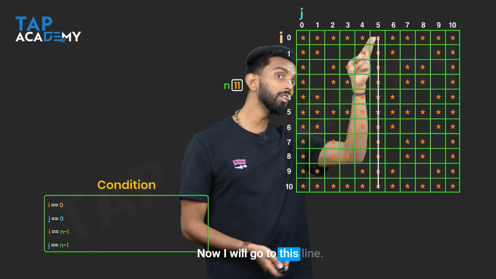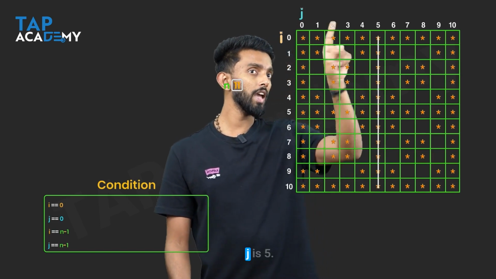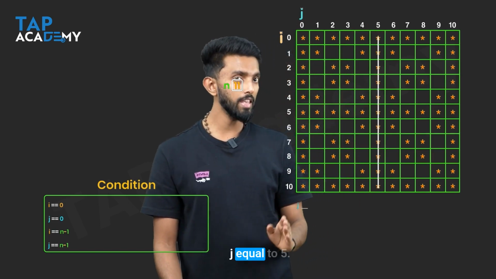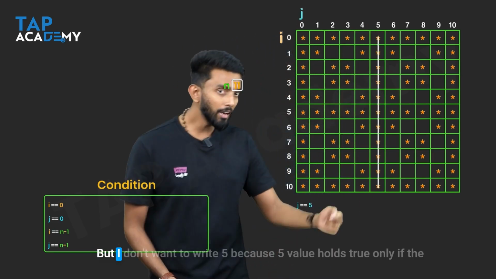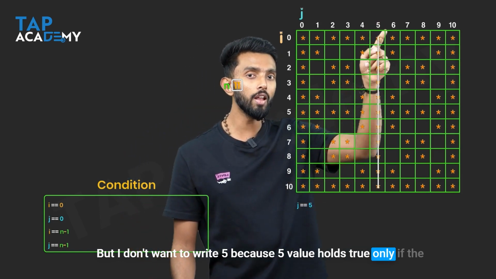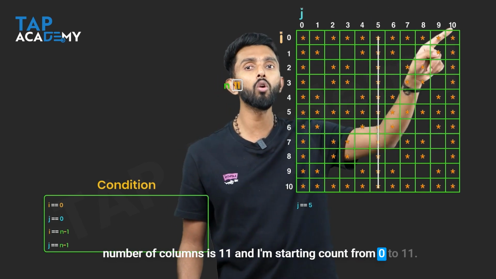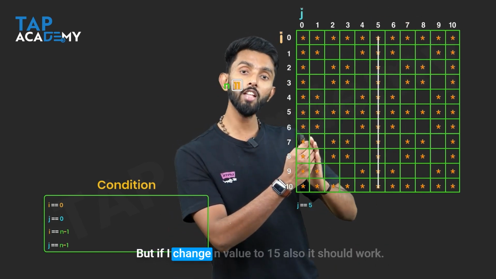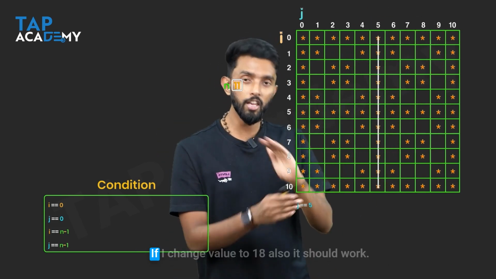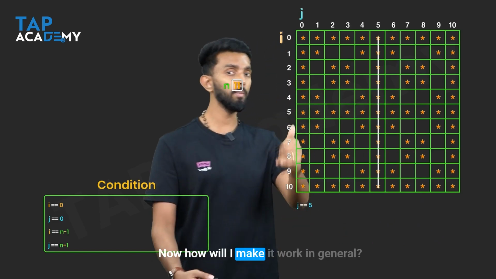Now I will go to this line. Very interesting. Look at this line. What is this? j is 5, j equal to 5. But I don't want to write 5, because 5 holds true only if the number of columns is 11 and I'm counting from 0 to 10. But if I change the n value to 15 it should also work, and if I change it to 18 it should also work. So it should work in general. Now how will I make it work in general?